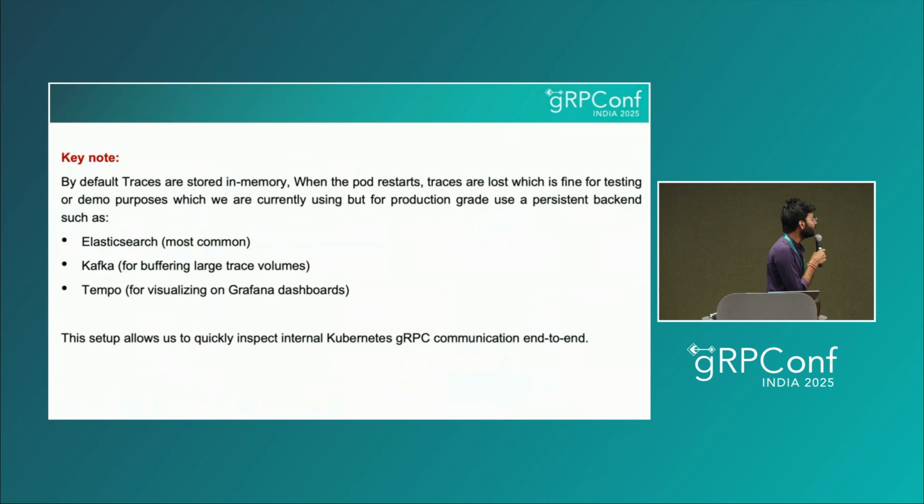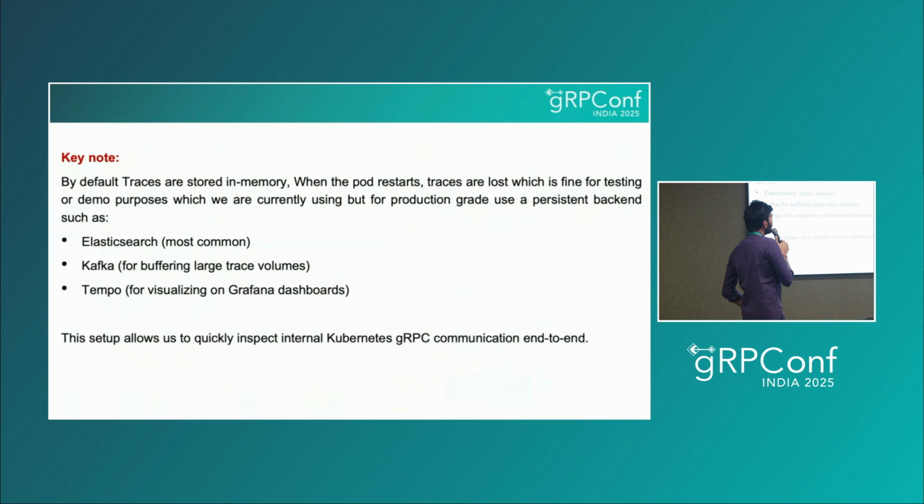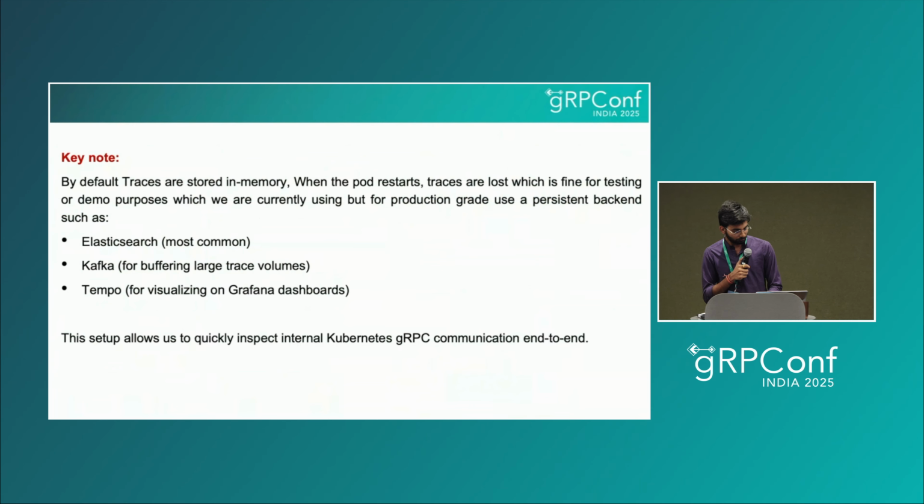Now there is one key point to note: Jaeger by default stores the traces in memory. So it's basic; when the pod restarts, the traces are lost, which is fine for our testing and demo purposes. But for production grade, you should use a persistent backend, such as Elasticsearch, which is the most common in the market. You can store the data in Elasticsearch, or if your use case is buffering large trace volumes, you can use Kafka. Or if you want to integrate directly with a Grafana dashboard, you can use Grafana Tempo.